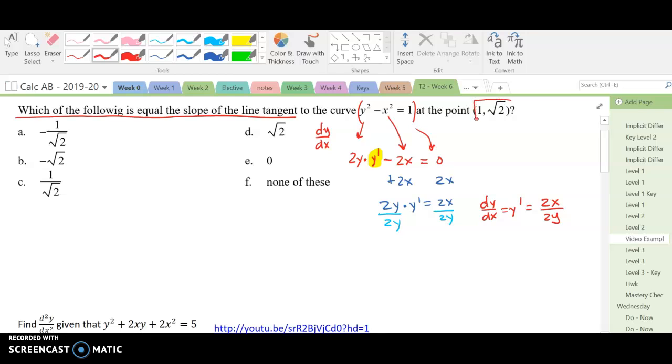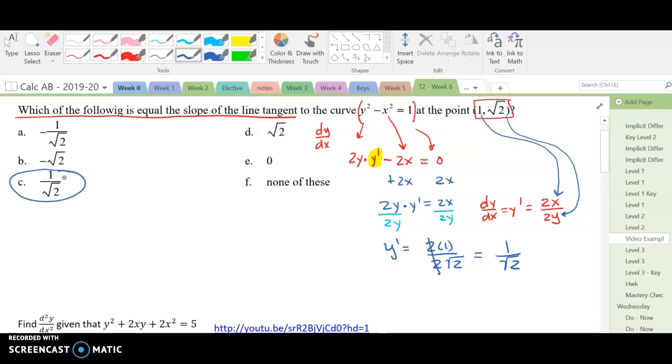And we were told the point that we were looking at. We know that 1 is equal to x, square root of 2 is equal to y. So my slope, or y prime, is 2 times 1 over 2 times the square root of 2, giving 1 over the square root of 2. Answer is C.